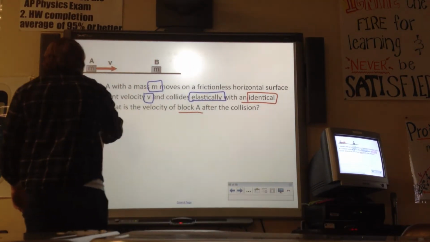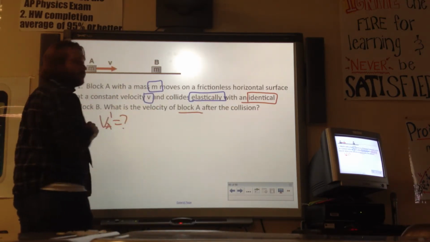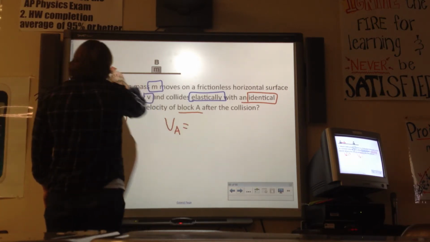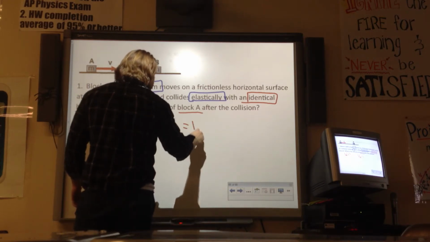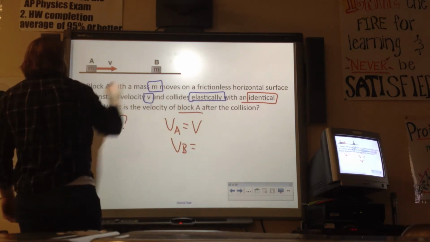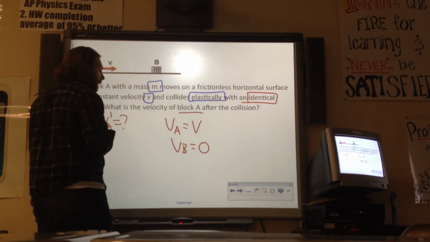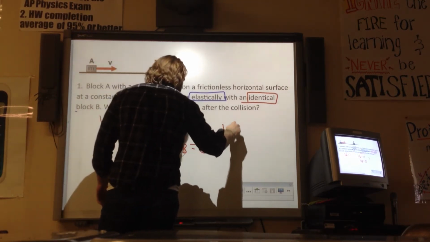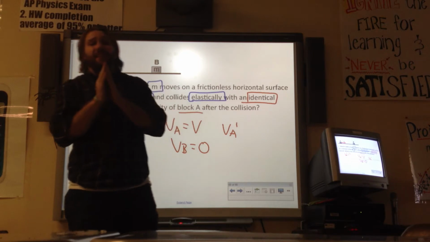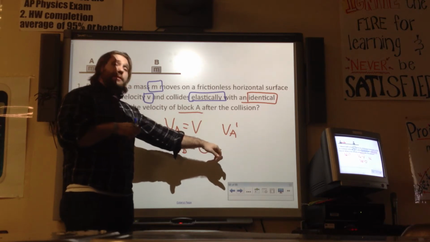So right away that tells me I'm going to look for, I'm going to call this VA, and it says after the collision, VA prime is what we're looking for. And what we're given, we know that VA initially, we can look at our diagram and our question, equals V. We know that VB initially, well, we see in the picture, and we also read that it was at rest, so it's 0. And we know we're looking for VA prime. Well, we can't use our elastic collision equation because it's not given to us. We don't have VB prime.